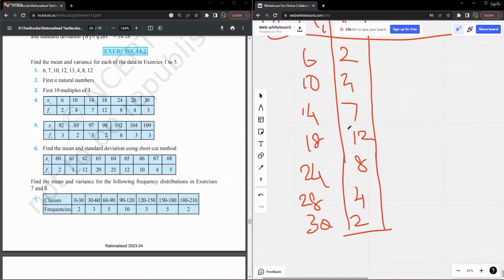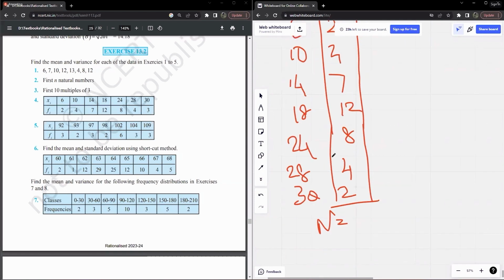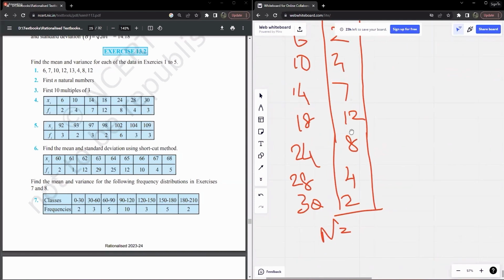N is equal to 2, 4, 6, 8, 14, 12, 26, 33. 33, 4 is 37, 2 is 39.